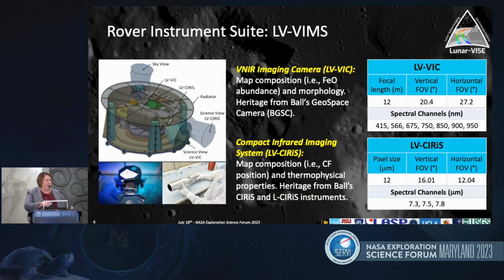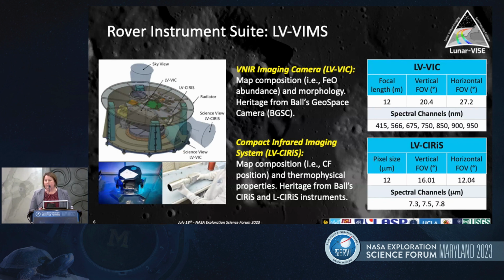LV-CIRRUS has 4 channels: 3 spectral channels at 7.3, 7.5, and 7.8 microns, and then also a wide range thermal infrared channel. These three spectral channels will be used to map silicate composition. We've chosen these 3 bands specifically to be at shorter wavelengths to allow us to discriminate between silicic material compositions. These channels were also chosen to overlap with orbital data sets like Diviner and Lunar Trailblazer.